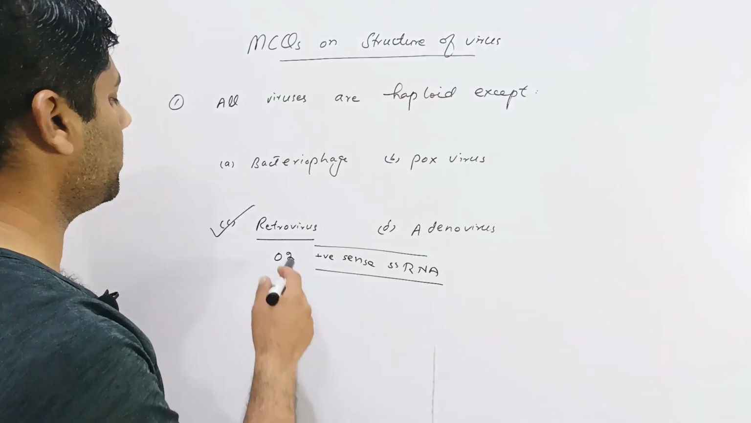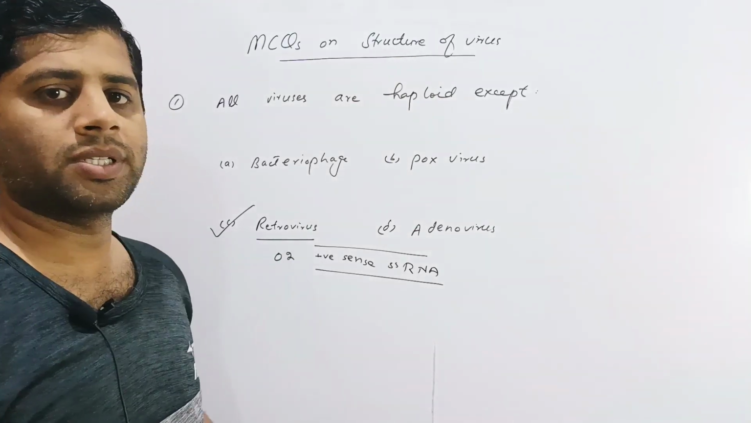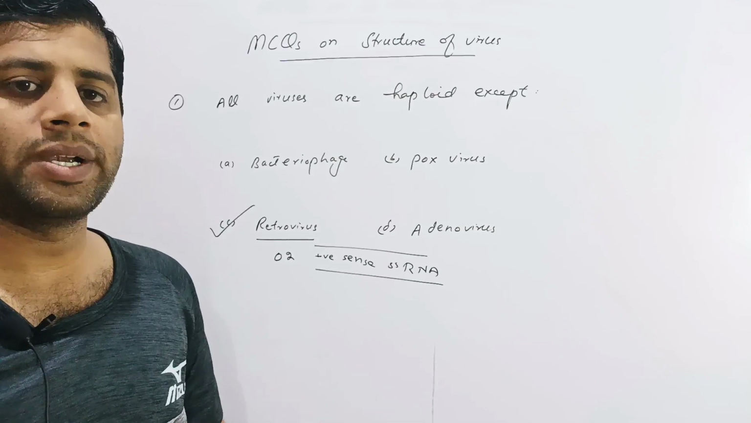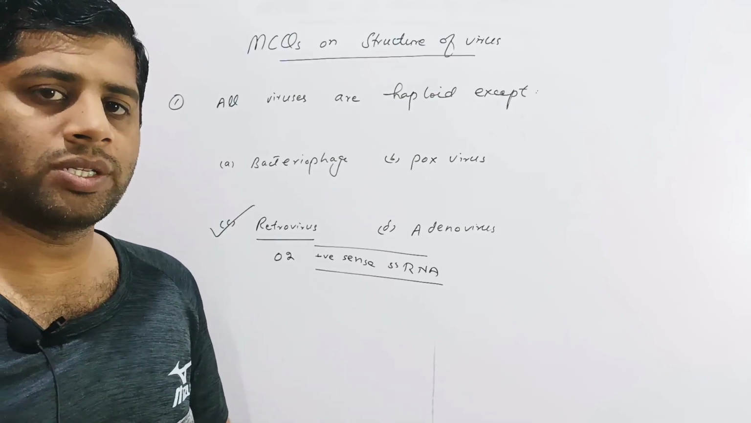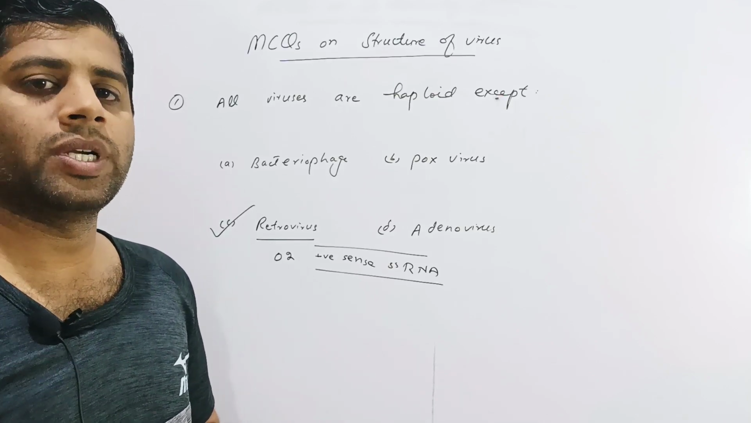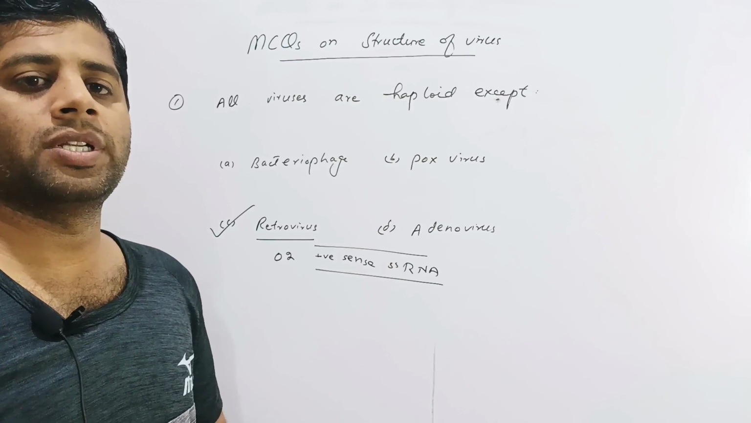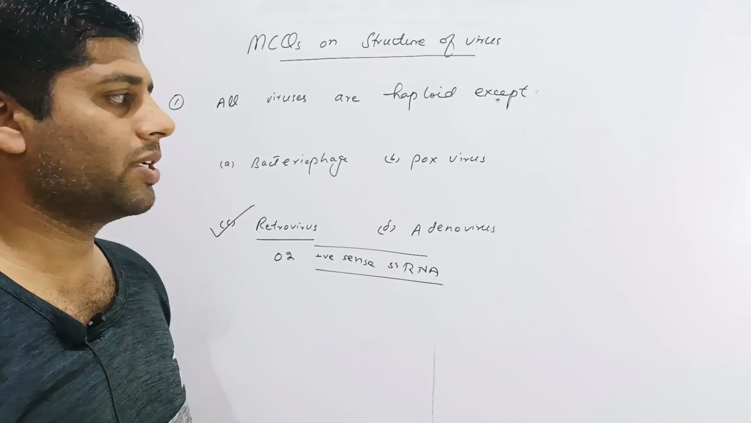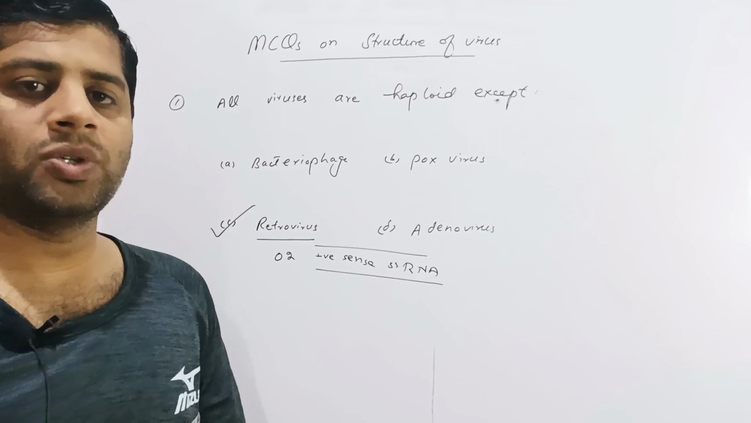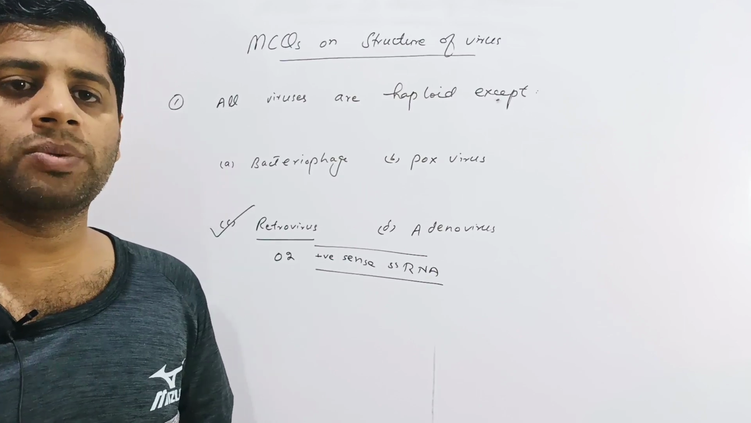So the answer here is retroviruses. These are the exceptional cases of viruses which are diploid in nature. These are the only viruses which are diploid in nature. Otherwise, the rest of the viruses as well as bacteria have a haploid genome. For example, bacteria have a single chromosome, so this is also a haploid genome.